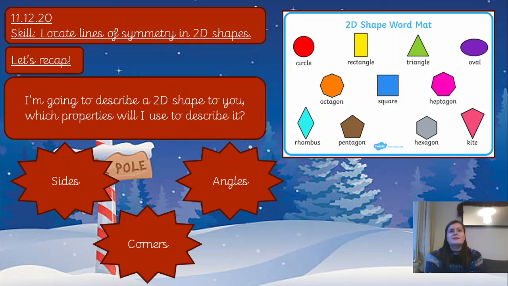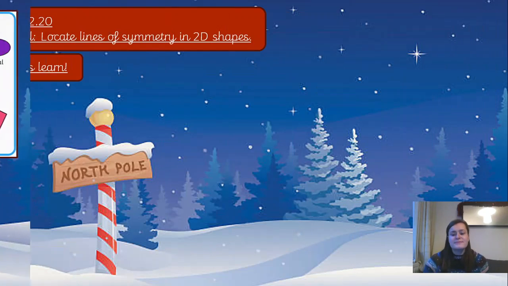Okay, so I'm going to describe a shape that has got 4 sides. It's got 4 corners, and it's got 4 angles. So it could be one of 2, I hope you've noticed looking at our shape word mat on the PowerPoint. So I'm going to give you a bit more information and tell you that 2 sides are longer and 2 sides are shorter. Which shape do you think it is that I've described? It's a rectangle. So well done if you got that one. Good job. Okay, let's move on.